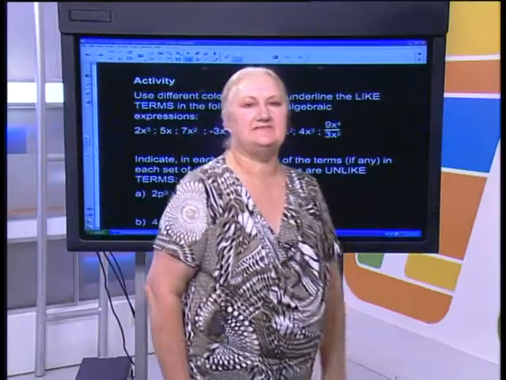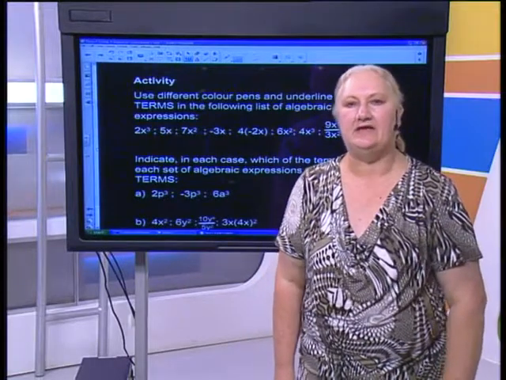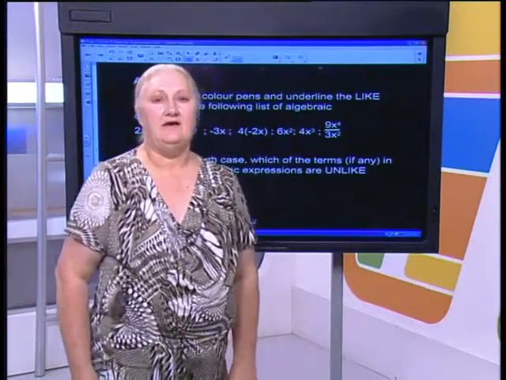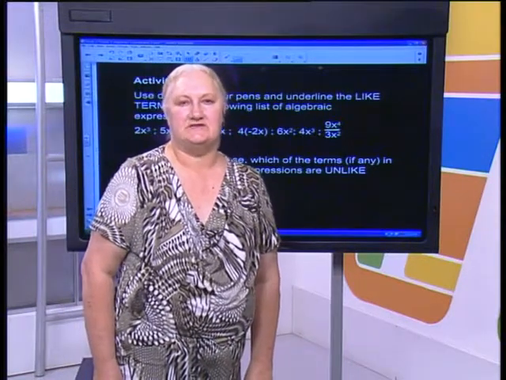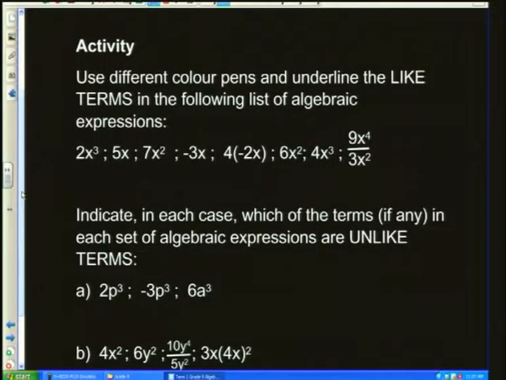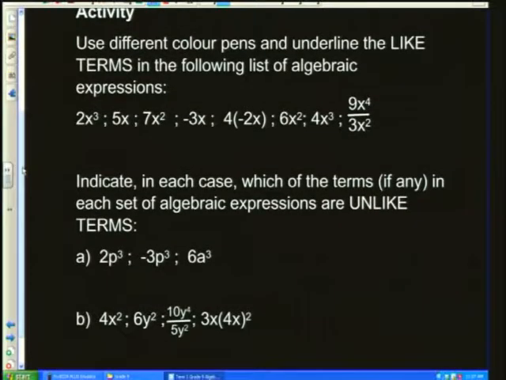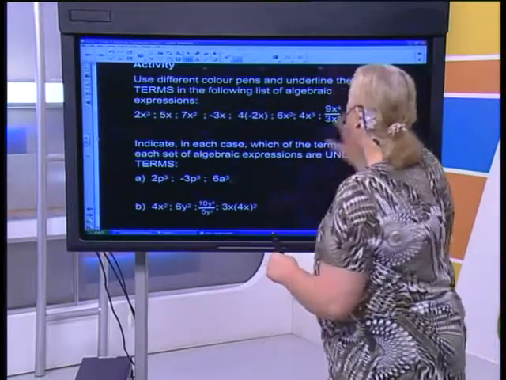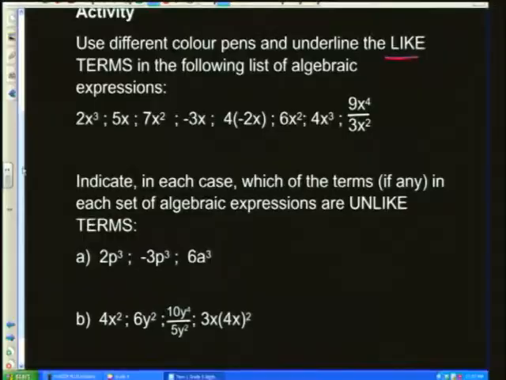I want you to use as many positive aids as possible to assist you when you do your work. So if you don't have a set of color pens or pencils, or you can use highlighters, I want you to acquire a set because it makes your work much easier. We're going to use different color pens because we want to look at which of these terms in the list that I have given you, and it's quite an extensive list, are like terms. Okay, so let's use different color pens because that's our instruction.